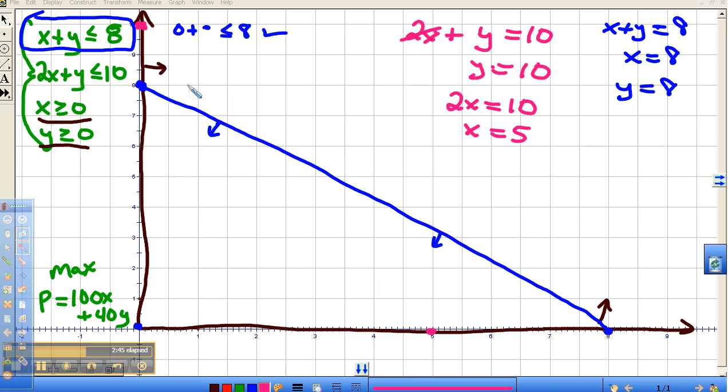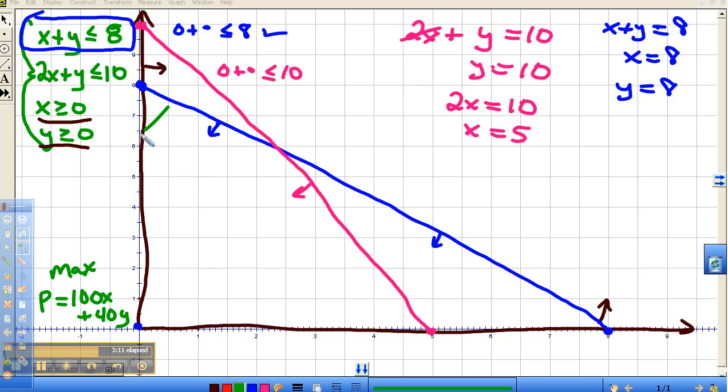This is also a less than function. Turns out that 0 plus 0 is less than or equal to 10 is also true, also sending us in this direction. We now need to find our 4 vertices. So we look at this, this is the shaded area, meaning our 4 vertices are here, here, here, and here.